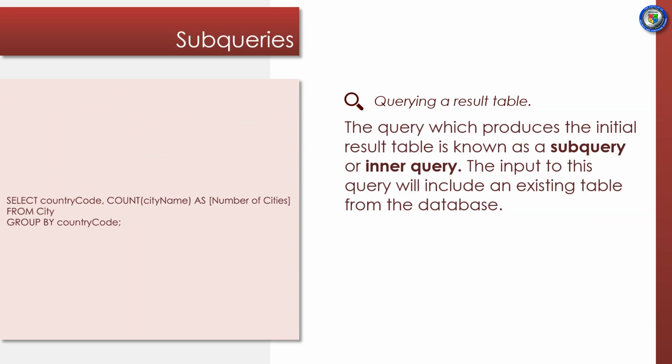Therefore, the query which produces the initial results table, the initial select query we looked at, is known as a subquery, or inner query is another name for this. The input to this query will include an existing table from the database, in this case the city table.